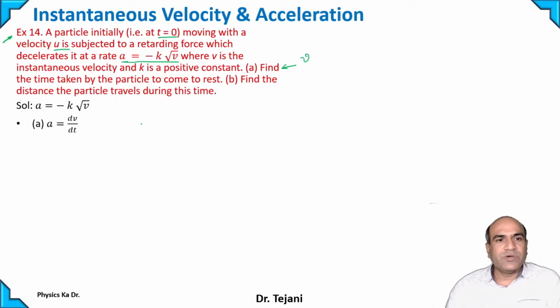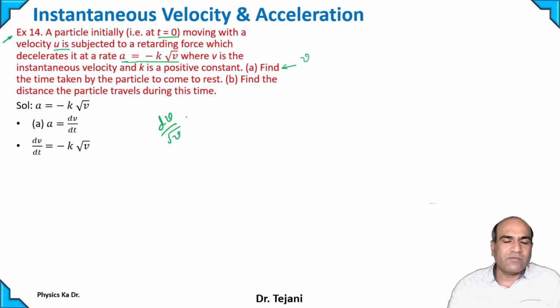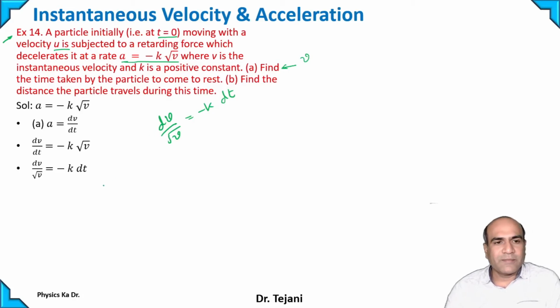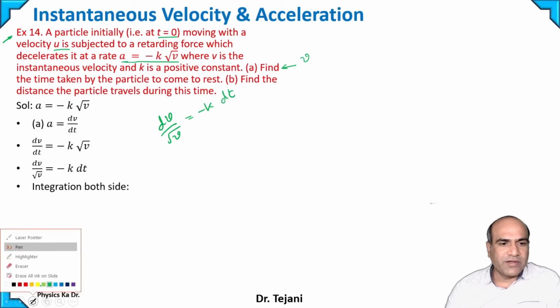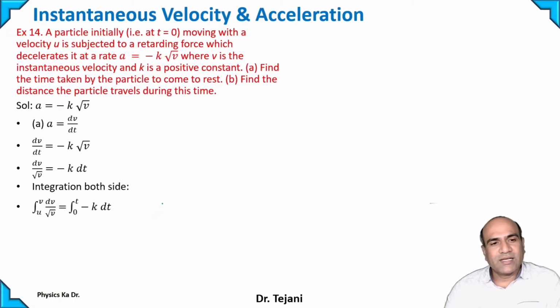So a is equal to dv by dt. We know that a is equal to minus k root v, so dv by dt is equal to minus k root v. What next? The v should be on the same side: dv by root v is equal to minus k dt. Right. Now what next? Integration. Integration is required on both sides. So the integration of u to v of dv by under root v is equal to the integral from 0 to t of minus k.